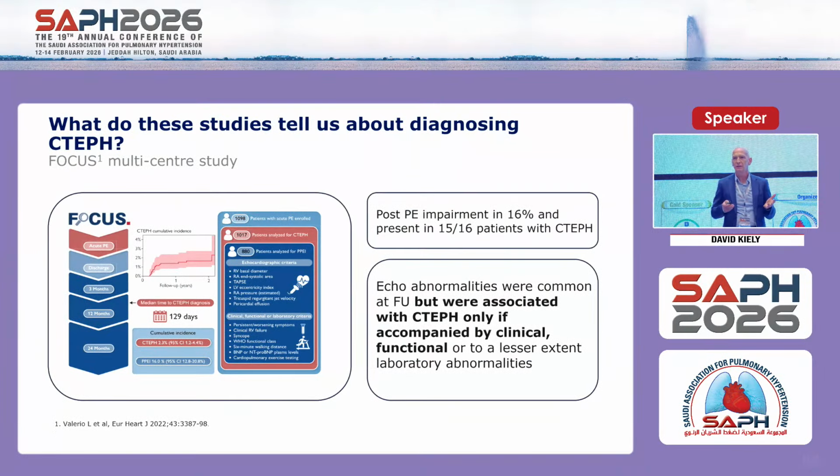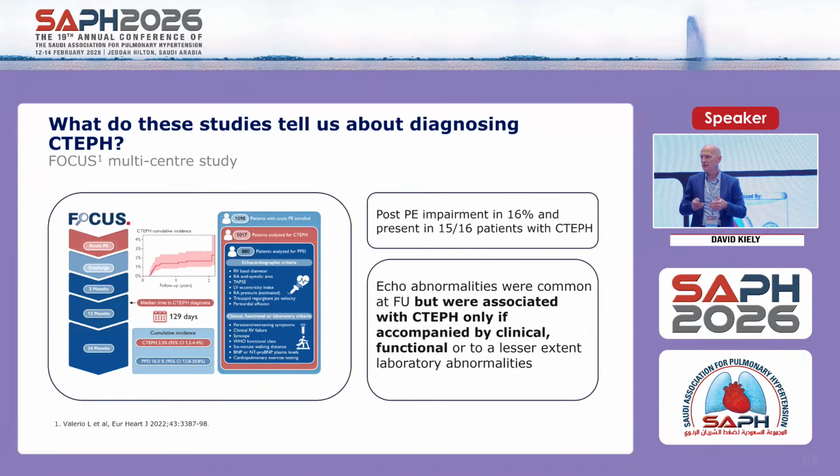So what can we learn from these studies? The FOCUS study was a very detailed study. Patients had a baseline evaluation. They were then seen at baseline, 3 months, 12 months, and then 24 months. And they had very detailed investigations: blood testing, exercise testing, echocardiography.